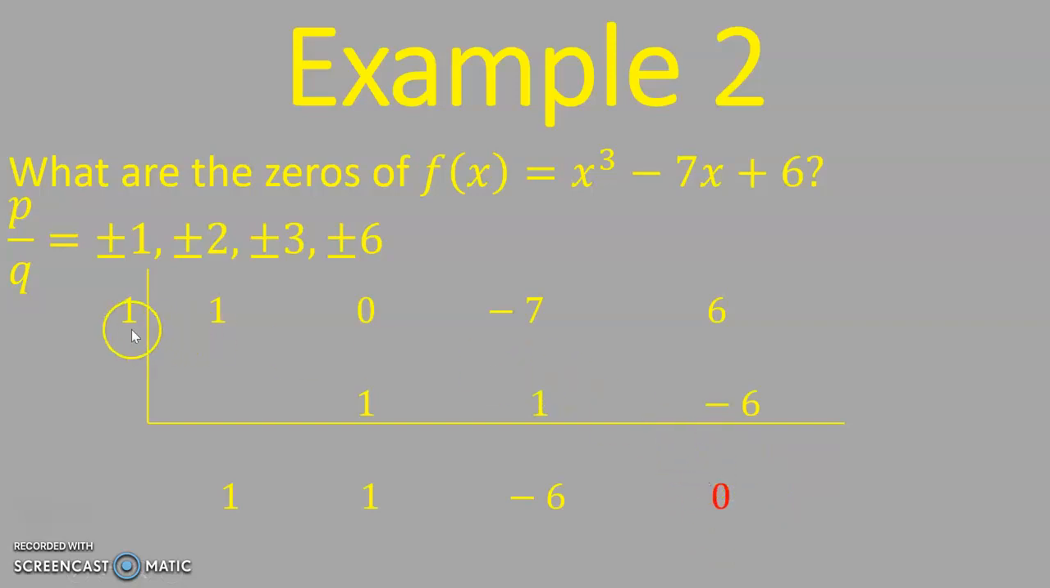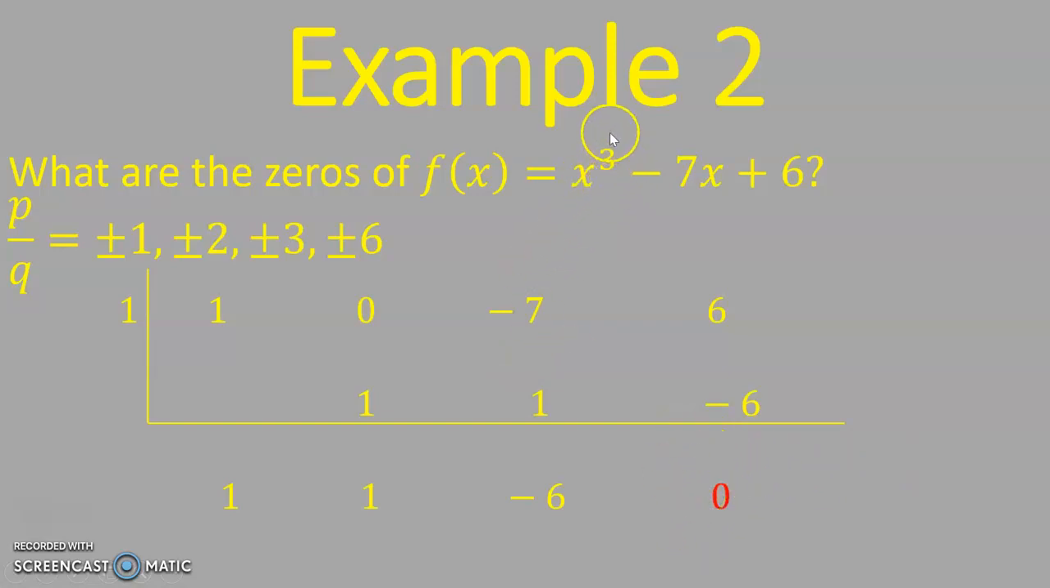Had 1 not worked, you would have tried -1. If -1 also didn't work, you would have tried 2, and so forth, just going through your list. Only use numbers that are in the list, but 1 and -1 will always be in your list. Okay, so this does two things for us. We found a rational 0.